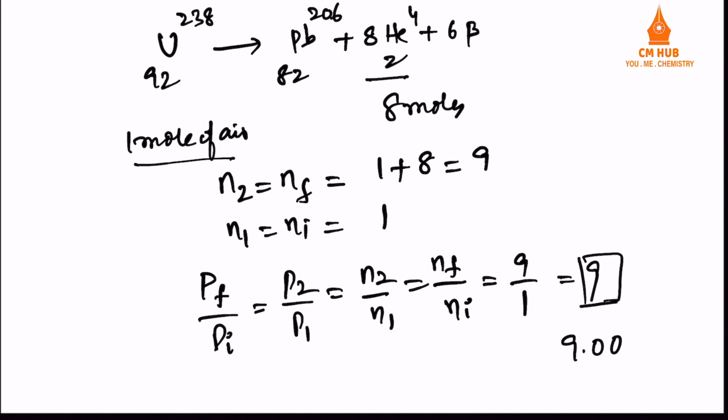But here he is asking us to find the ratio of final pressure to initial pressure. So we go for it as P final by P initial is equal to final number of moles by initial number of moles. Final number of moles are 9. Initial number of moles are 1. So the answer is 9 upon 1, which is equal to 9. Students, I hope you understood the concept that is underlined behind this particular question.